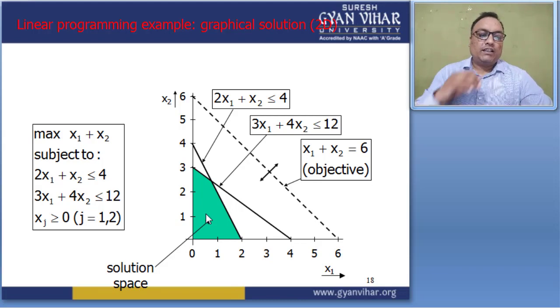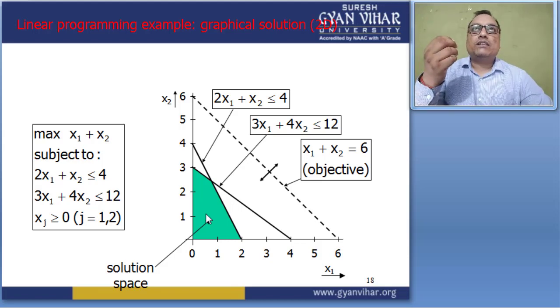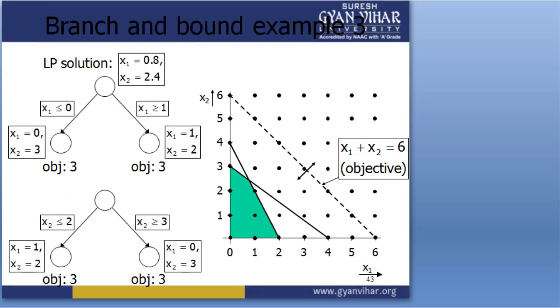Then again you find the two optimal points, which give function values, meaning the maximum z value, and if this function value is an integer, we stop. If it is not an integer, then you divide it further. So this is the branch and bound method for this case. Here this problem gives 0.8 and 2.4, so it gives a non-integer solution. So this problem is again divided into two: x1 less than or equal to 0 and x1 greater than or equal to 1.